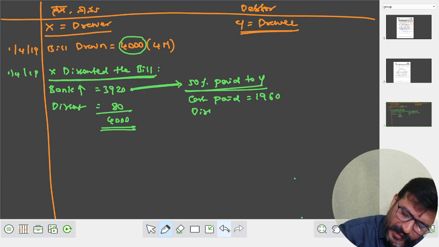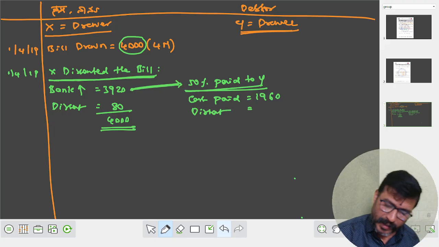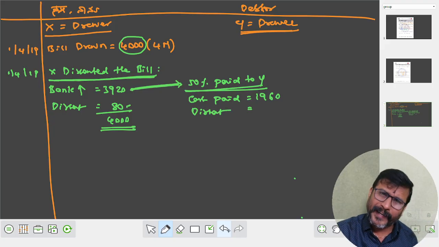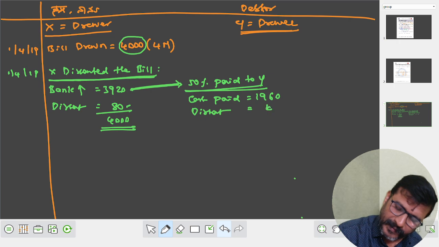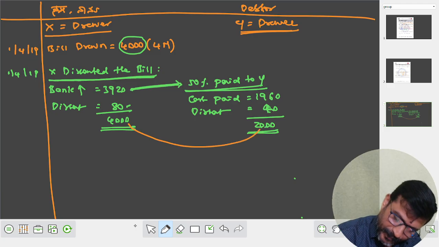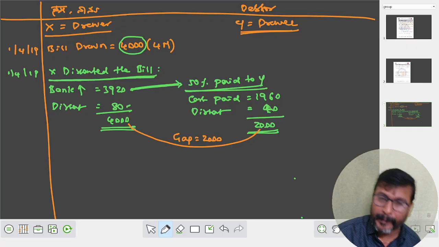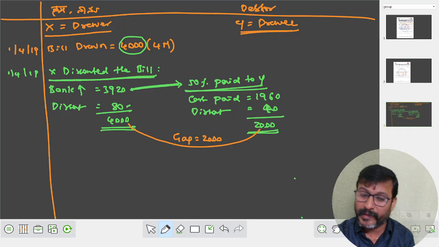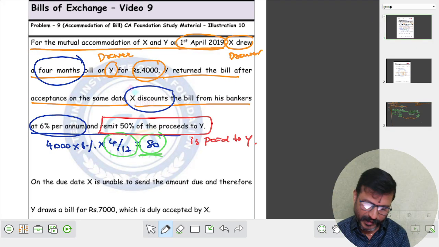1,960. Again the discount. Discount is how much? 80. On 80 we have to take 50%. It comes to rupees 40. Total is 2,000. Since it is a mutual accommodation, please my dear students, remember, work out the gap. The gap is 2,000. Did you understand? It's very important for passing journal entry.